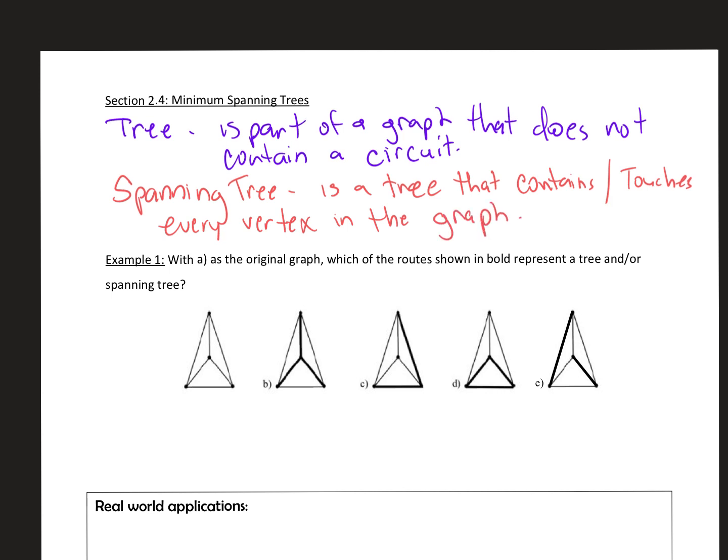All right, so it's 35 seconds behind me. It's lagging, it's my Wi-Fi. So a spanning tree, again, is a tree that contains or touches every vertex in the graph. We're on page 26, sir. Top of page 26, these notes are being taken from.